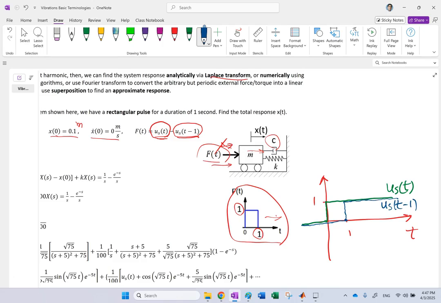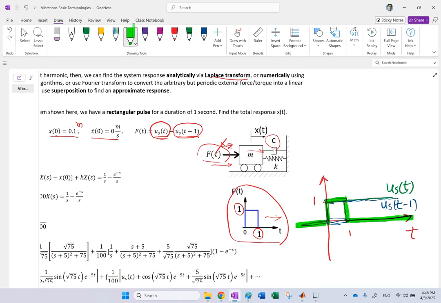Of course, if we subtract these two, what do we get? For the first second, US of t is 1 and US of t minus 1 is 0, so you get a 1. After that, since they are both 1, the subtraction goes to 0. So the subtraction will be a 1 here, and after that all 0, and before that all 0. So clearly, it is going to be a pulse like the one I showed you.